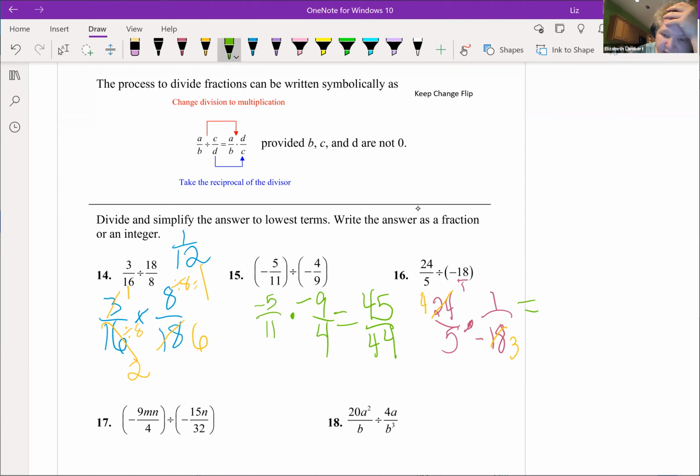And this was positive times negative, so we know our answer should be negative. Doesn't have a pair to become positive. 15 was a pair, so it's positive. All right, so 4 on top, 5 times 3 on the bottom. So 4 times 1 is 4, 5 times 3 is 15. There's our fraction.